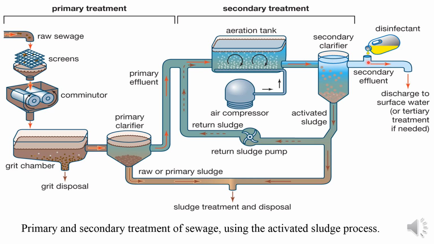Then the secondary effluent is disinfected by addition of disinfectants like chlorine, and then it is allowed to be discharged to surface water, or to tertiary treatment if needed. So in this diagram, both methods are discussed for the processing of the wastewater, the primary treatment and the secondary treatment.